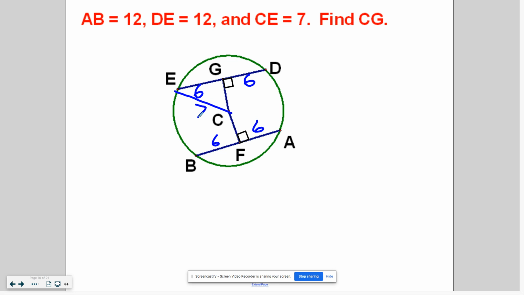One thing I'm noticing right away is that the chords DE and BA are the same distance away from the center. So this distance and this distance have to be the same. I know that because AB and DE are the same length, so they have to be the same distance away from the center. Now, is that going to help me? I'm not sure. I don't really need it, it looks like. But if you look at the triangle on the top, let me just call this my x, I guess. So 6 squared plus x squared equals the hypotenuse squared.